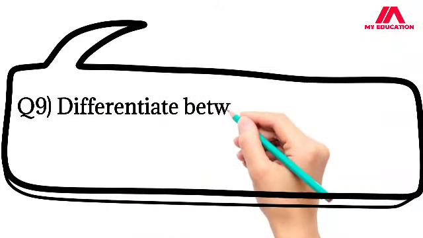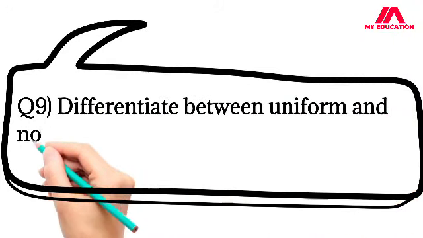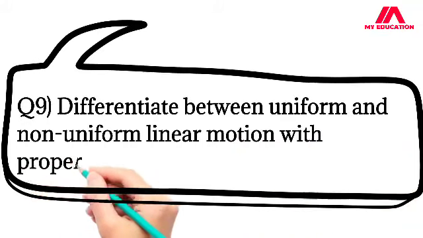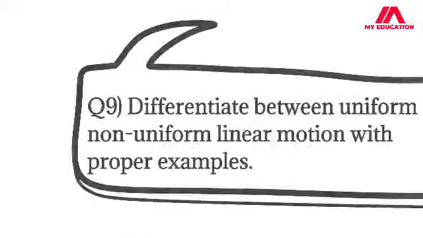Question 9. Differentiate between uniform and non-uniform linear motion with proper examples.